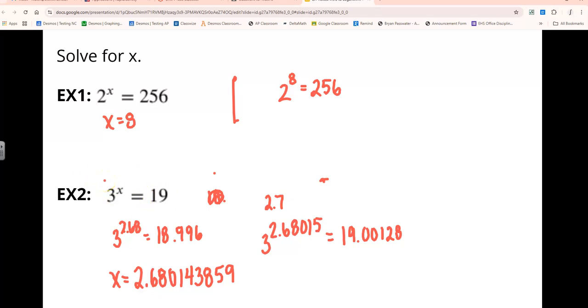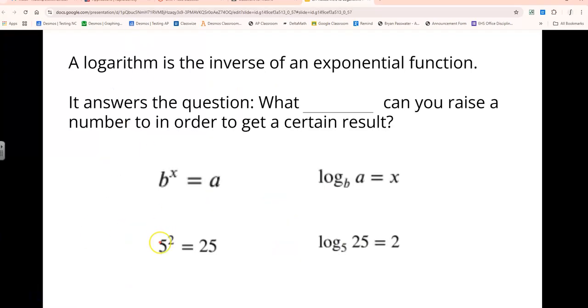We need to learn how to solve this systematically. So the way that we do that is we have to use a logarithm. A logarithm is the inverse of an exponential function. It answers the question, what power can you raise a number to in order to get a certain result?